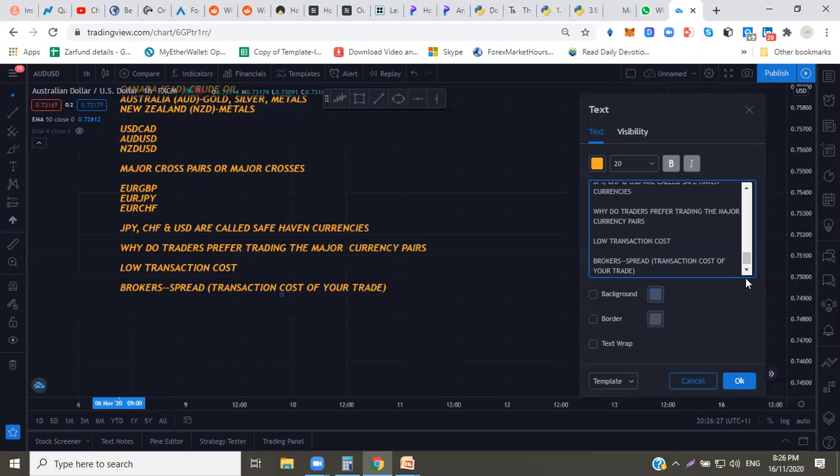And the truth is that it's not as if the minor pairs make more money than the major pairs. They don't make more money than the major pairs, right? So if you know that the minor pairs do not make more money than the major pairs, what is the point of trading the minor pairs? So you trade the major pairs because of low transaction cost. That's very, very important. That's the reason why traders prefer trading major pairs.